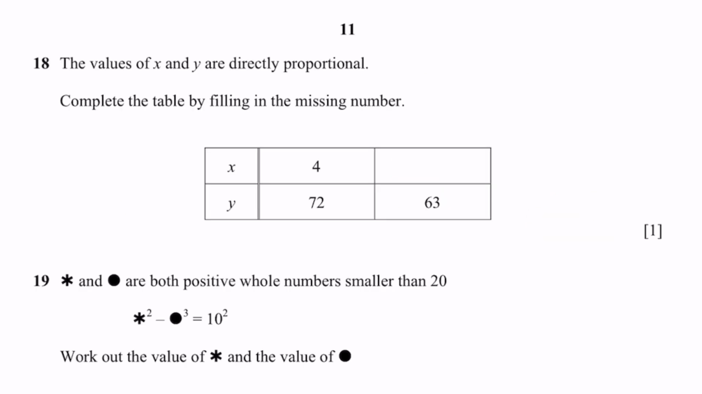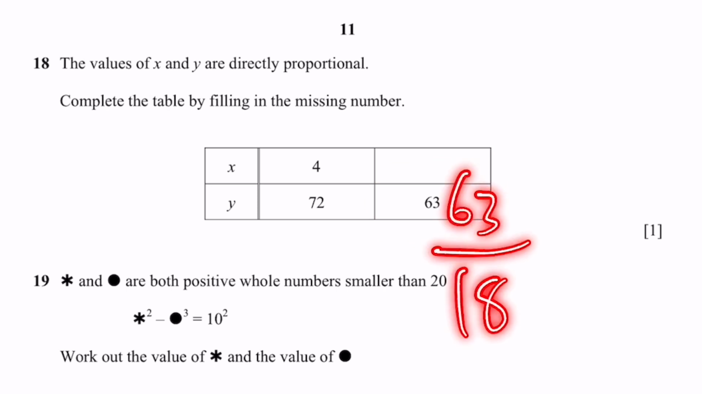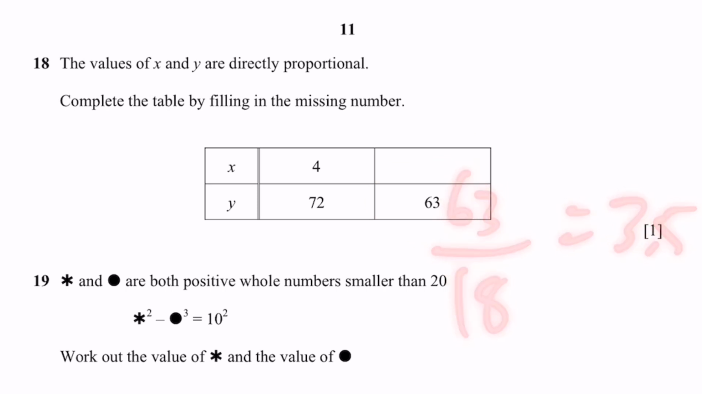Question 18. The values of x and y are directly proportional. Complete the table by filling in the missing number. When x is 4, y is 72, which means when you multiply x by a certain value, we get 72. That means 4 multiplied by 18 is equal to 72, which means something multiplied by 18 is 63. So 63 divided by 18 is actually equal to 3.5, and therefore x is 3.5.